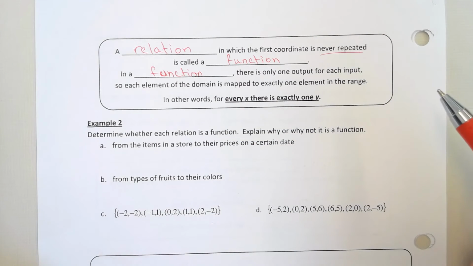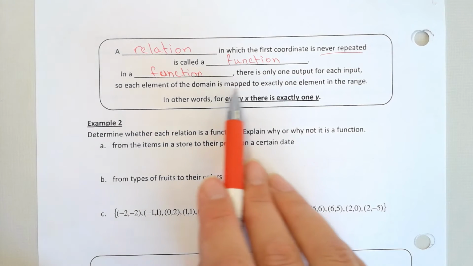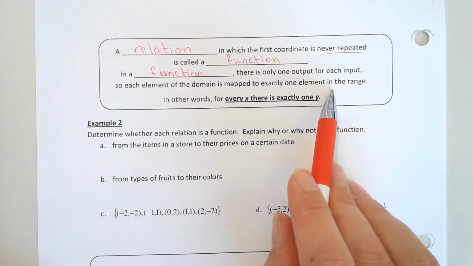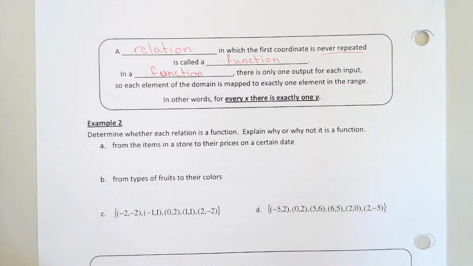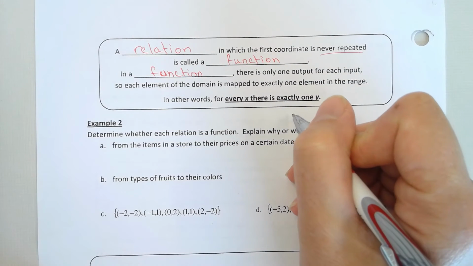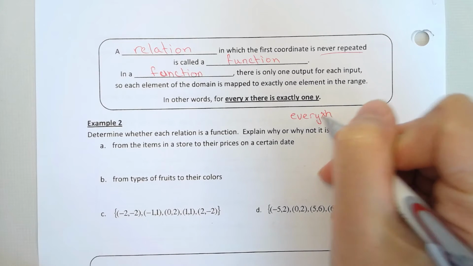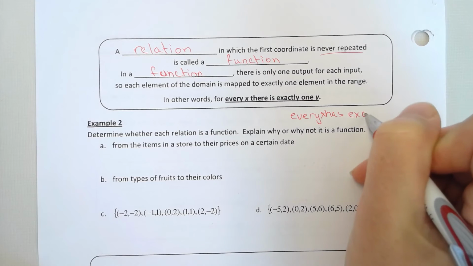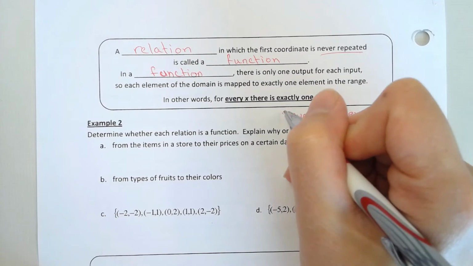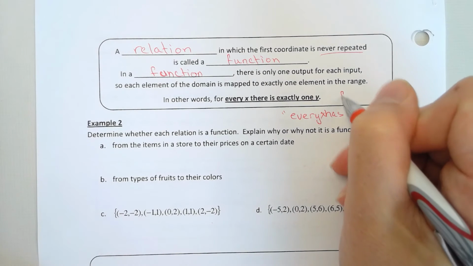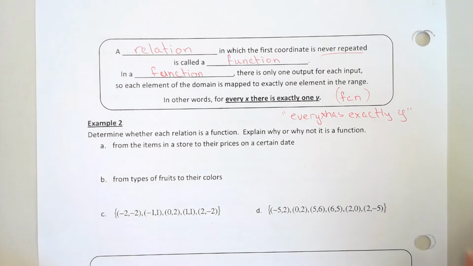We're saying the same thing in three ways. Only one output for every input. Every element in the domain is mapped to exactly one element in the range. But in other words, for every x, there's exactly one y. I like to say every x has exactly one y. That is the phrase you'll hear me saying. Every x has exactly one y, and we abbreviate the word function as FCN. That way we don't have to write it out each time.